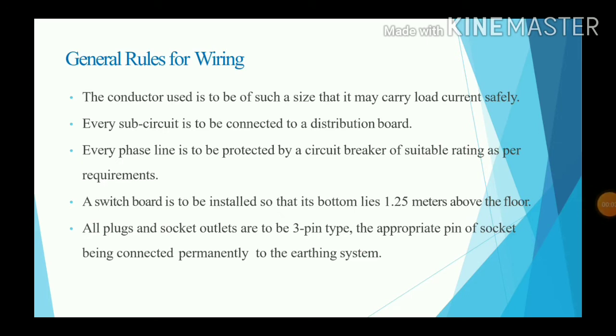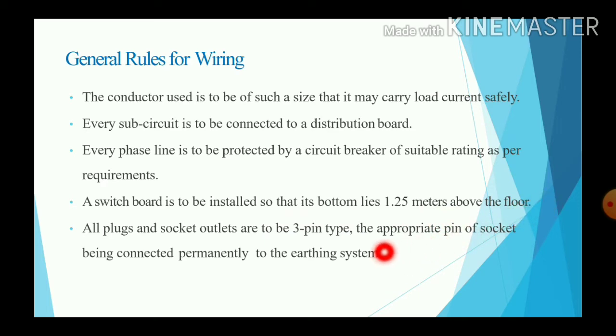Next topic is general rules for wiring. While we are doing electrical wiring in a building, we should follow certain rules. First rule is the conductor used is to be of such a size that it may carry load current safely. The size of conductor depends on load current. And every sub-circuit is to be connected to a distribution board. And then every phase line is to be protected by a circuit breaker of suitable rating as per requirement. And the switchboard is to be installed so that its bottom lies 1.25 meters above the floor level.